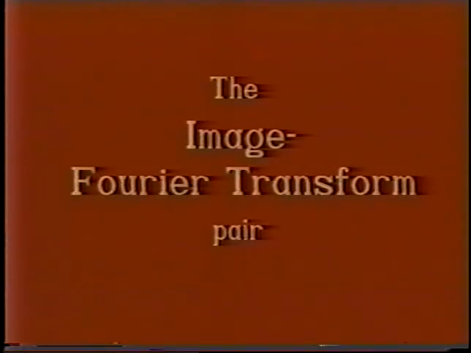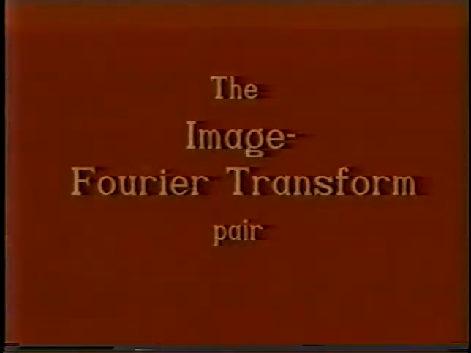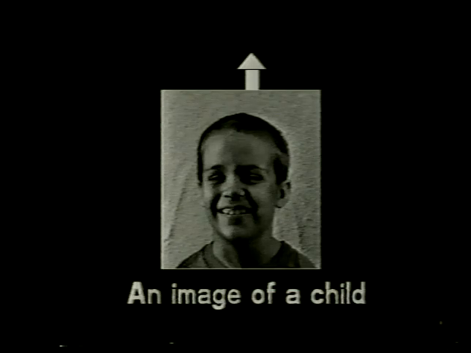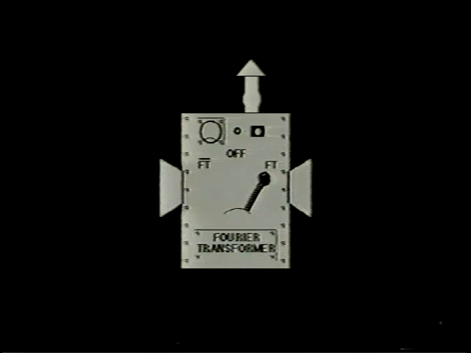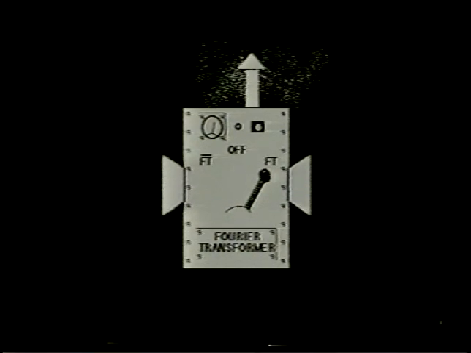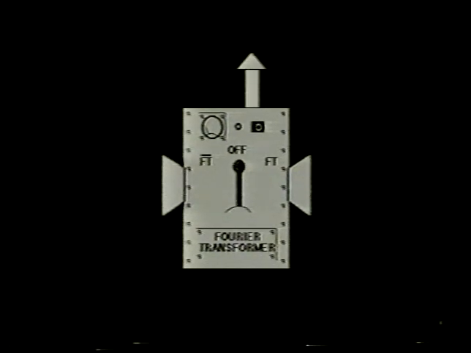Part 1, the image Fourier transform pair. For every image, there is a unique Fourier transform. We take this image and run it through our Fourier transform machine, and out pops the Fourier transform.